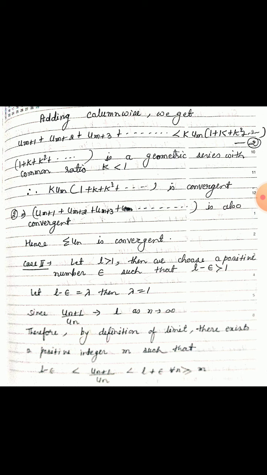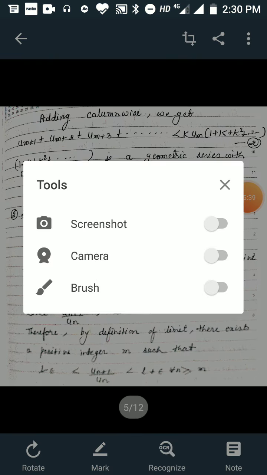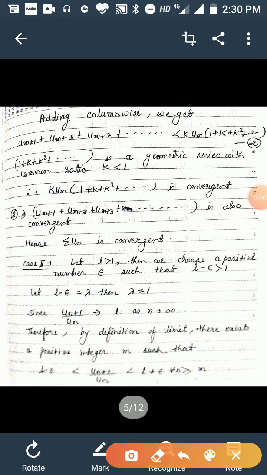Now case 2, here we will take L is greater than 1. Here also we can choose a positive number epsilon such that L minus epsilon is also greater than 1. Take this L minus epsilon as lambda, then lambda is greater than 1. Here lambda should be greater than 1, not equal to 1. So since un plus 1 by un tends to L as n tends to infinity, as in case 1, we will proceed like this.